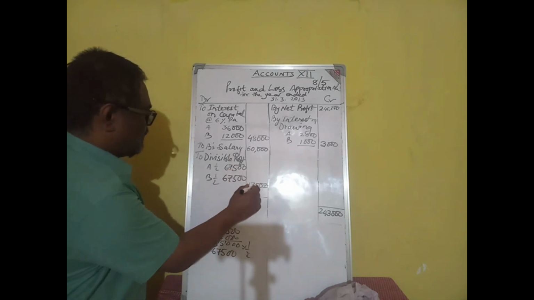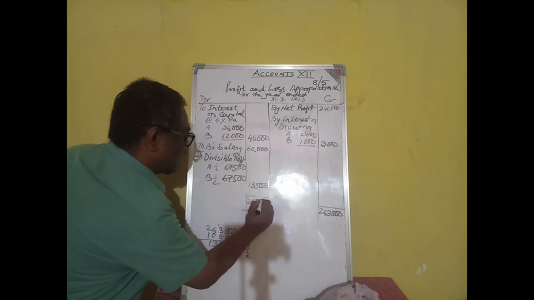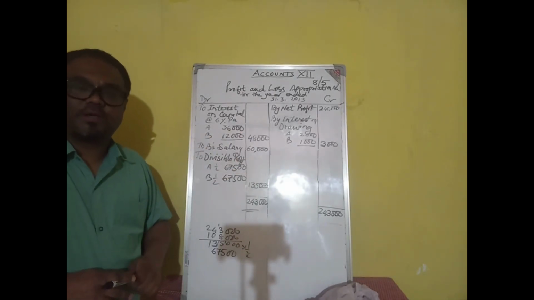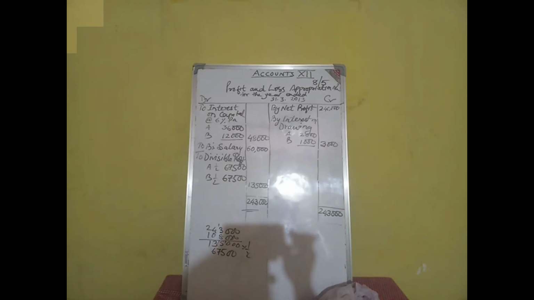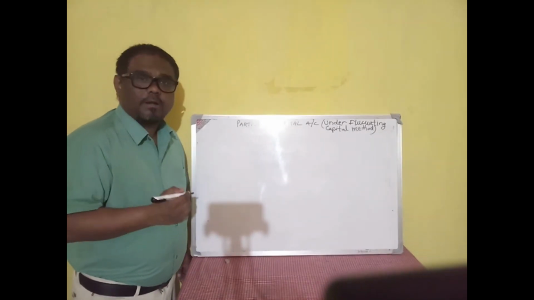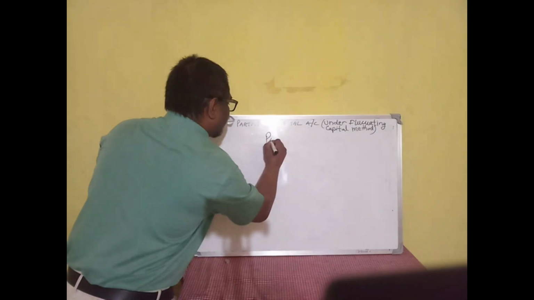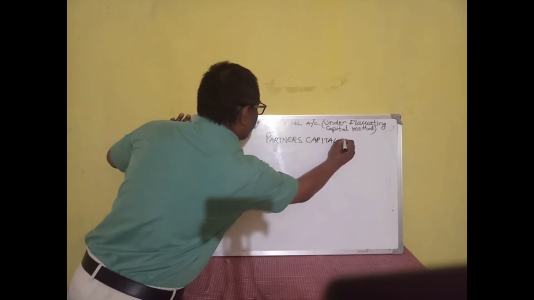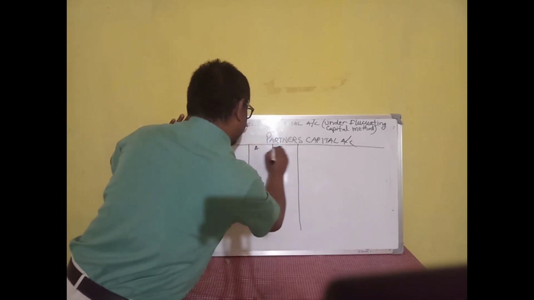So in this way, this is the preparation of profit and loss appropriation account. After the preparation of profit and loss appropriation account, we will be preparing the partners' capital account. So now we will prepare the partners' capital account under the fluctuating capital method. So partners' capital account, A and B.